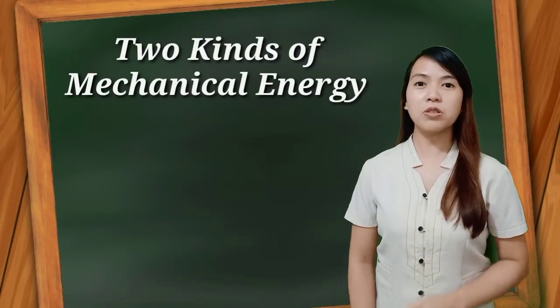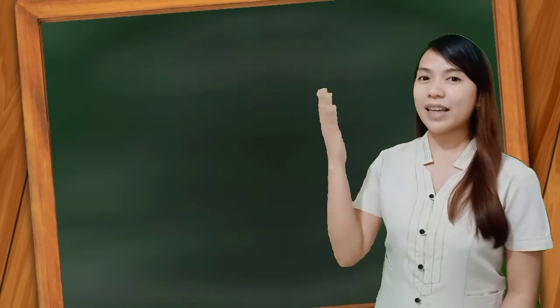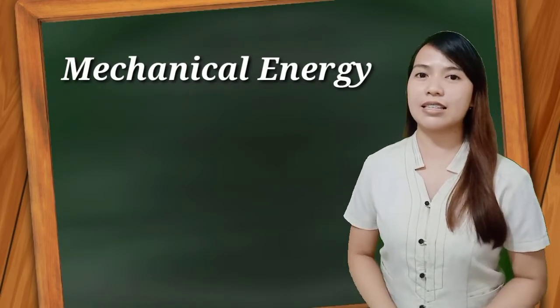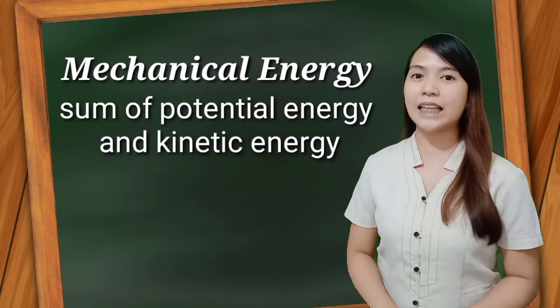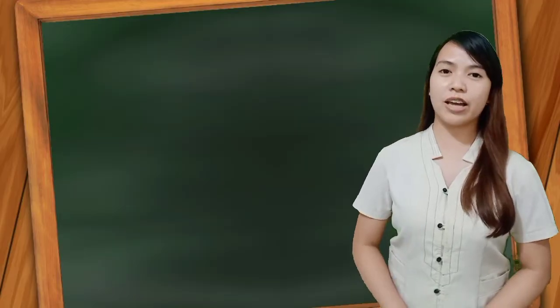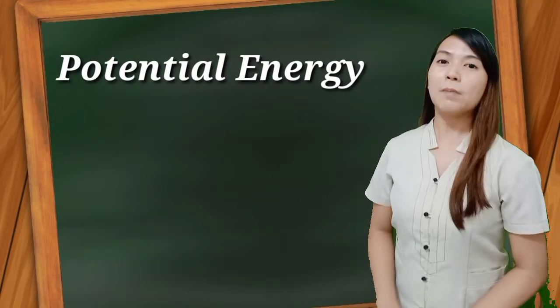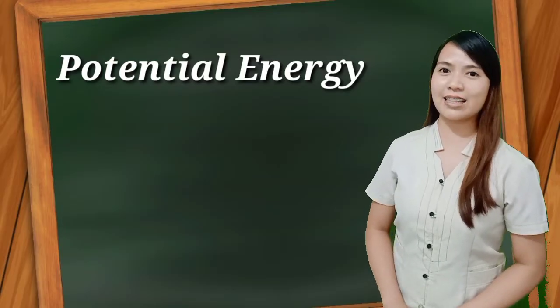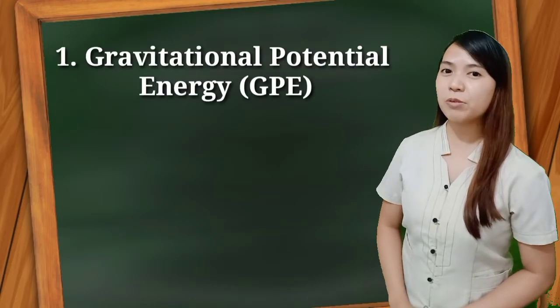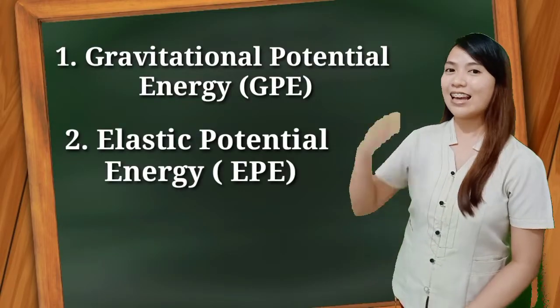Today, we will focus on the two kinds of mechanical energy. Mechanical energy is defined as the sum of potential energy and kinetic energy. We are going to define these kinds of energy. Let's start first with potential energy. Potential energy has three kinds: 1. Gravitational potential energy. 2. Elastic potential energy. And 3.